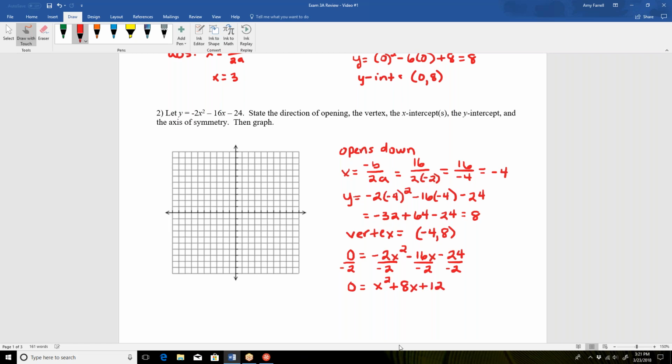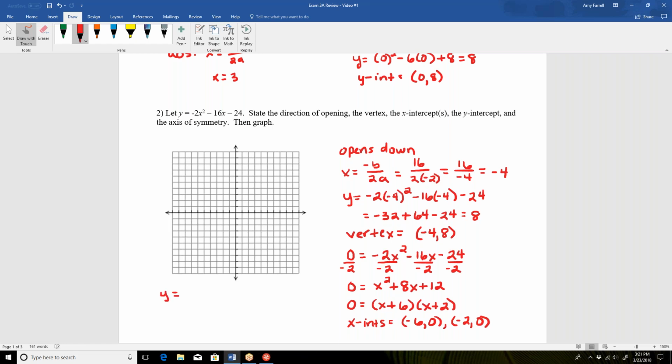And then I can see that I want to come up with two numbers that add to 8 and multiply to 12. Those two numbers are 6 and 2. And then if I set each of these factors equal to 0 and solve, I've got my two x-intercepts. I'm going to write them as ordered pairs. We've got the point -6, 0 and -2, 0.